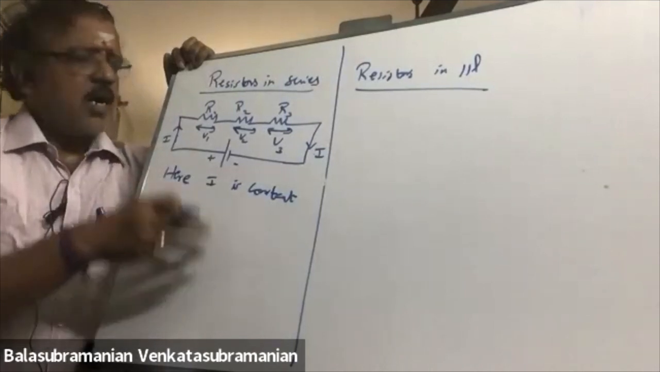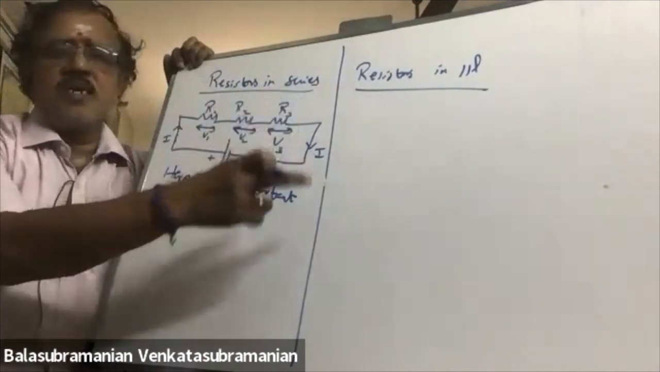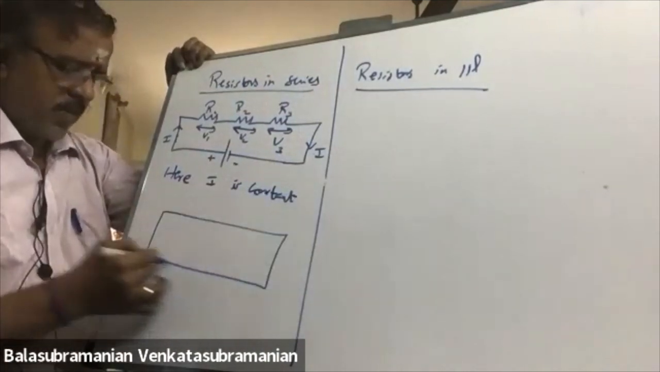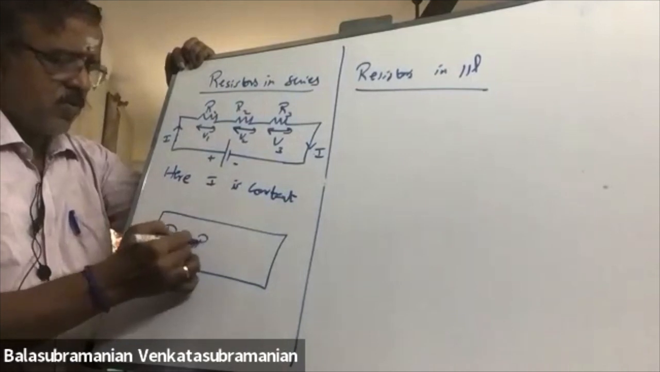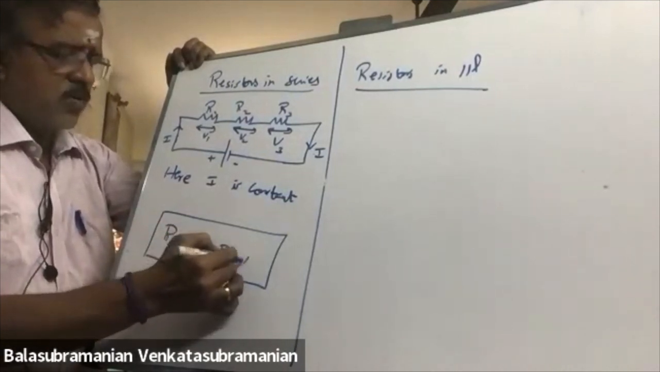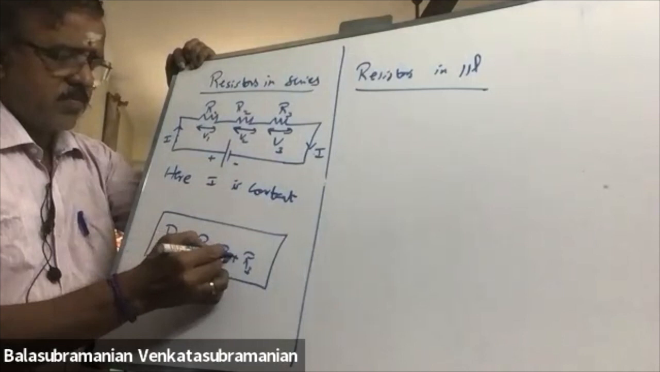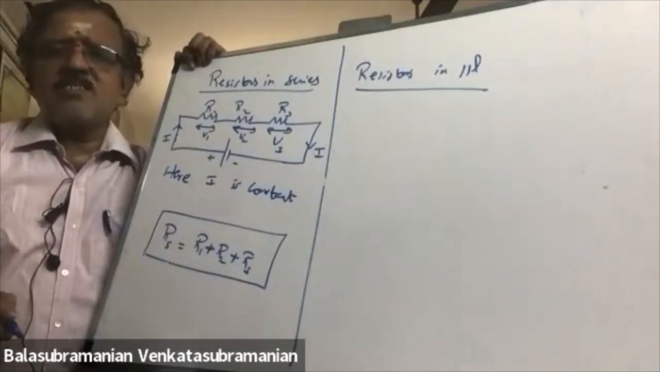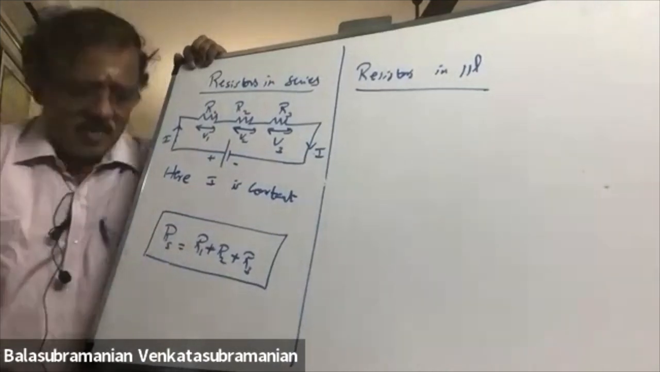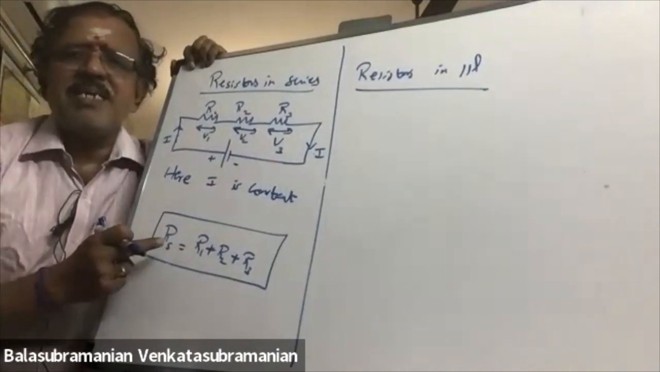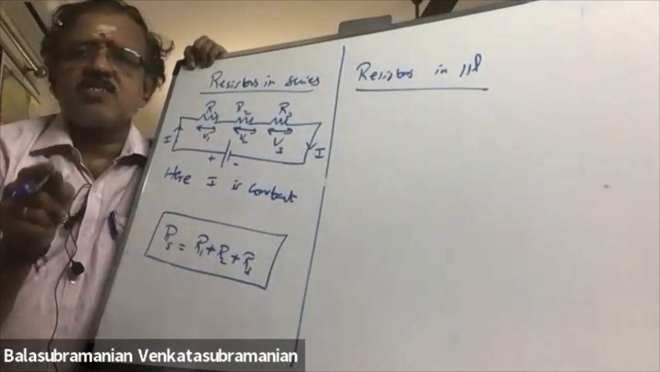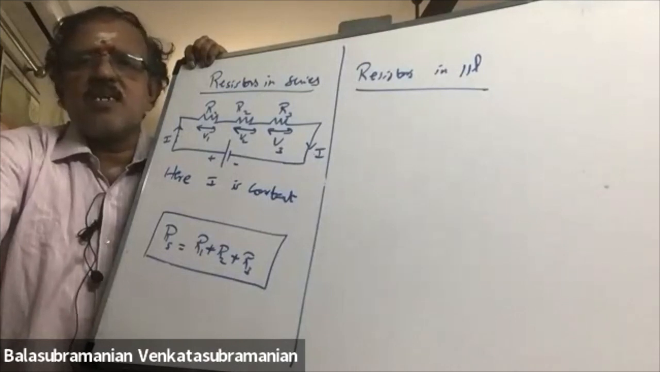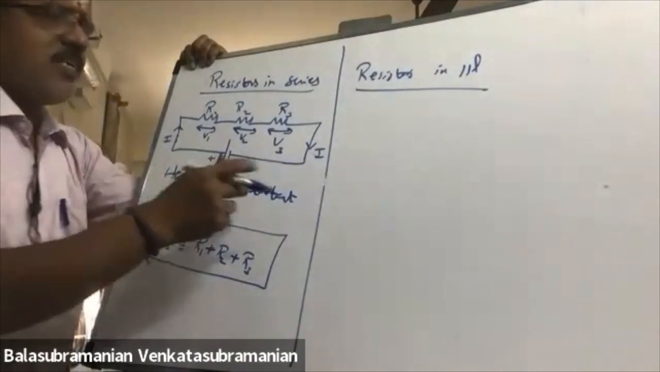Use Ohm's law, apply it for this one, this one, this one. Calculation and derivation not necessary. Final formula alone I will write. Rs is equal to R1 plus R2 plus R3. So in series, when the resistors are connected, the resultant resistance will be the sum of the individual resistors. R1 plus R2 plus R3 is equal to Rs. Resistors in parallel.